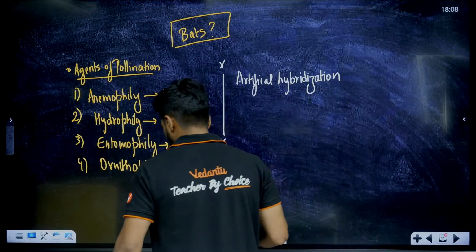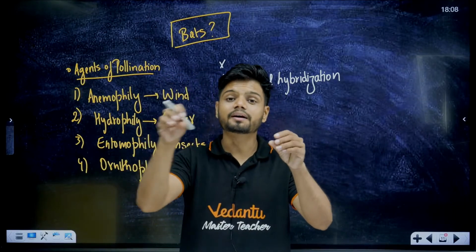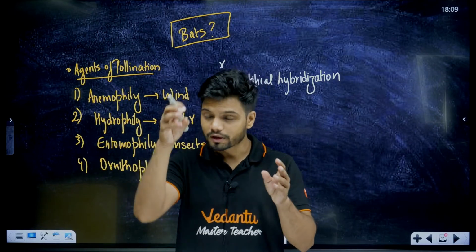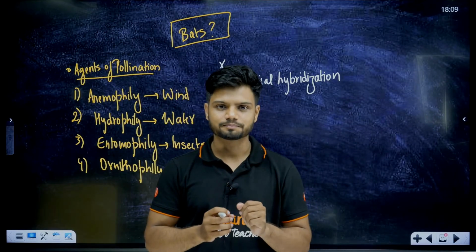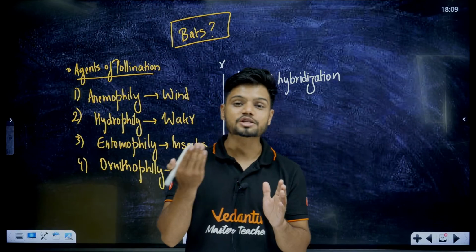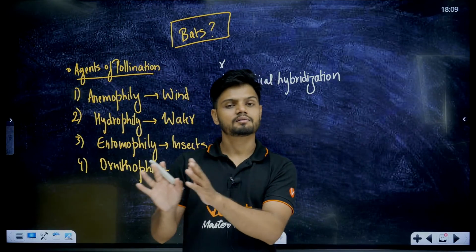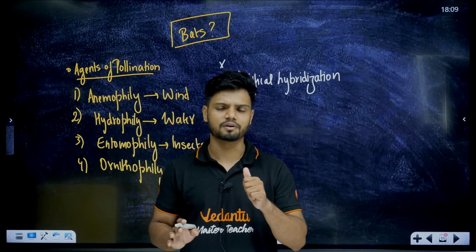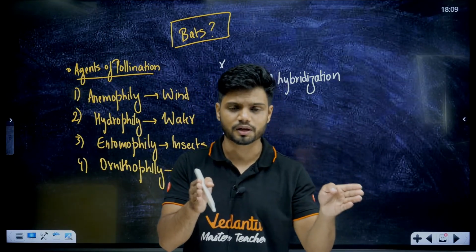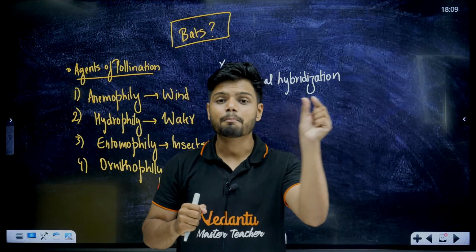Now, what is artificial hybridization, students? In artificial hybridization, we are adding the pollen grains onto the stigma. But before adding the pollen grains onto the stigma, there are two options. Either you take unisexual flowers, or you can take bisexual flowers. If you take unisexual flowers, life is easy. But if you take a bisexual flower, you have to do a process called emasculation. In emasculation, you need to remove the anthers. So the removal of anthers is called emasculation.